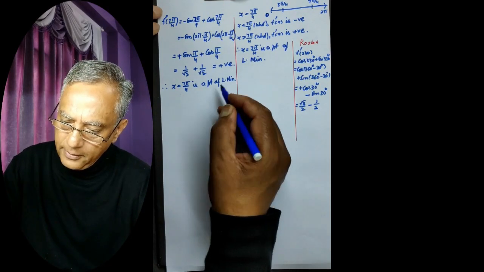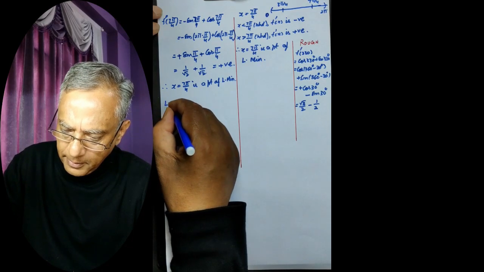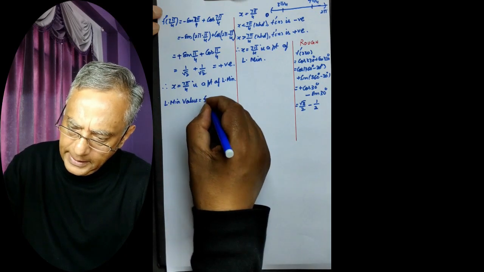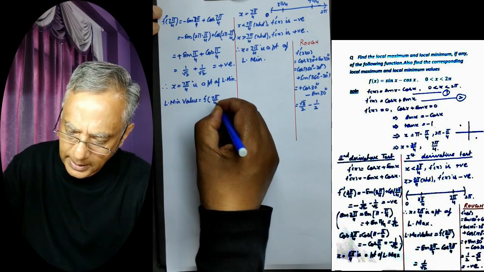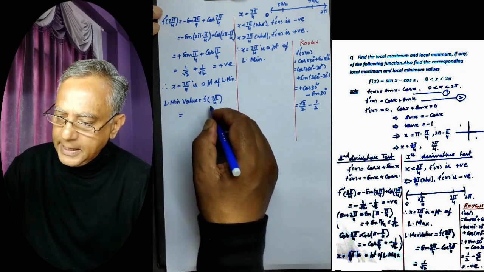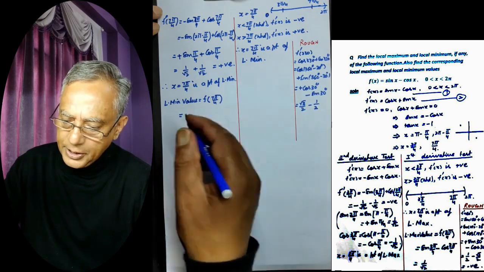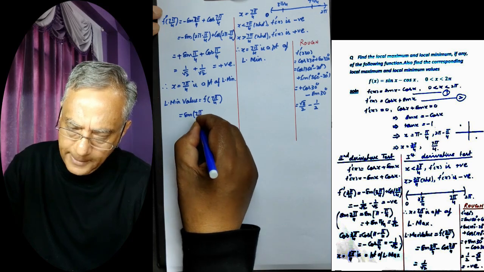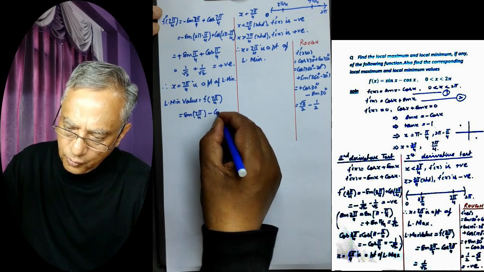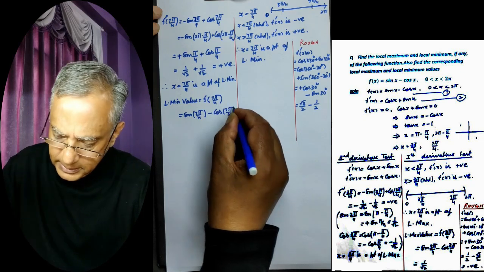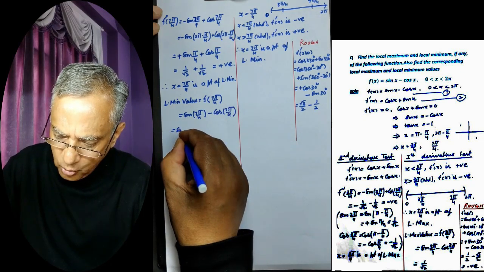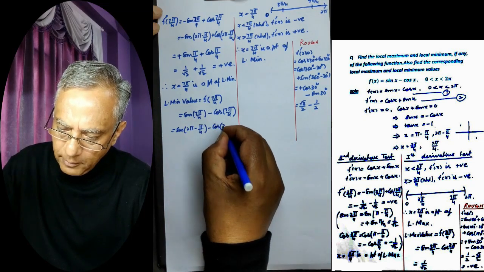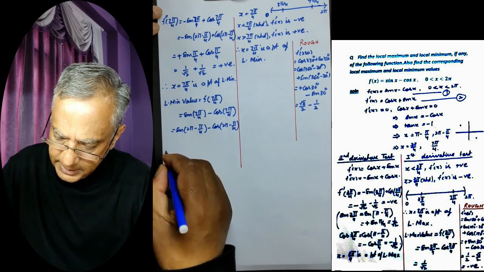And to find the local minimum value, it is equal to f at 7 pi by 4. And f x is sin x minus cos x. You can see the side sheet. This is sine of 7 pi by 4 minus cos of 7 pi by 4. This is equal to sine of 2 pi minus pi by 4 minus cos of 2 pi minus pi by 4. Now this is in the fourth quadrant.